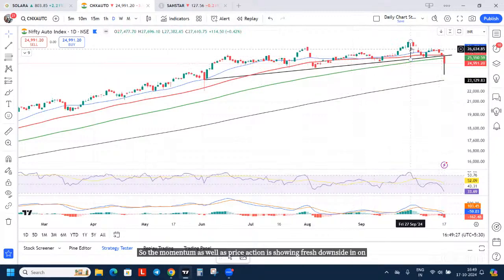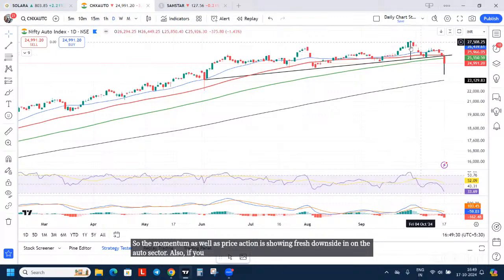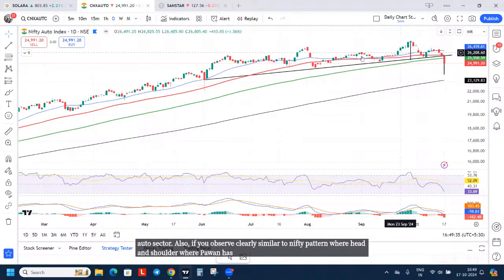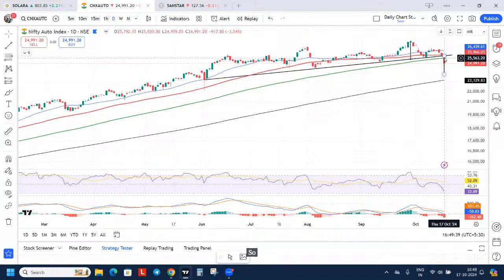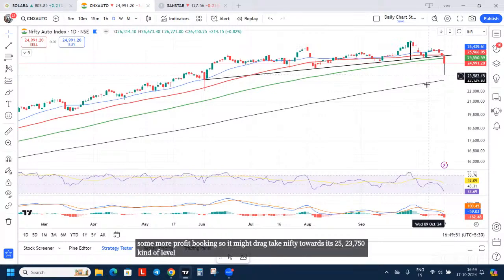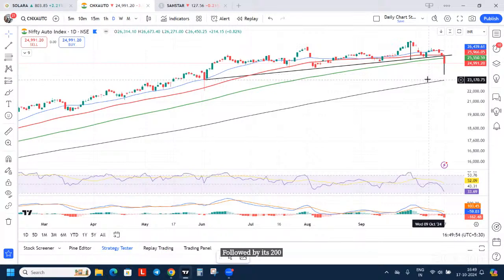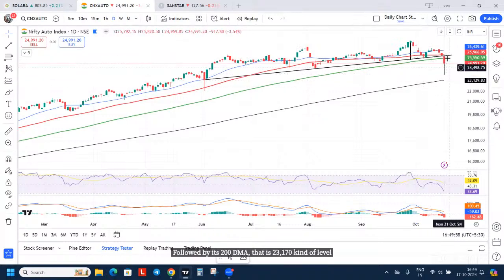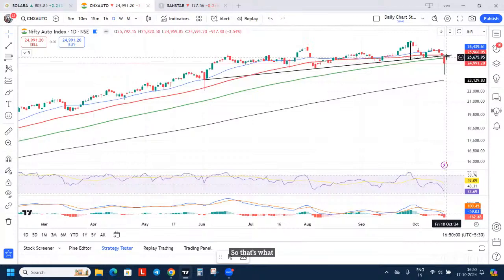Also, if you observe clearly, similar to the Nifty pattern, where Pawan has been discussing the head and shoulders, the head and two shoulders were present in the Nifty Auto index as well. So a fresh downside window has opened here, and we might see some more profit booking. It might take Nifty Auto towards the 23,750 kind of level, followed by its 200 DMA, that is the 23,170 kind of level. That's what we are expecting in the Nifty Auto sector.